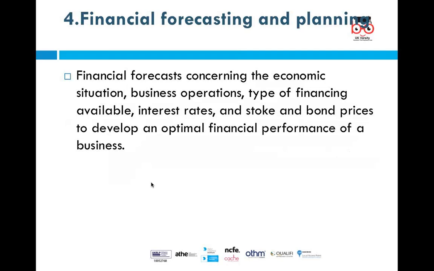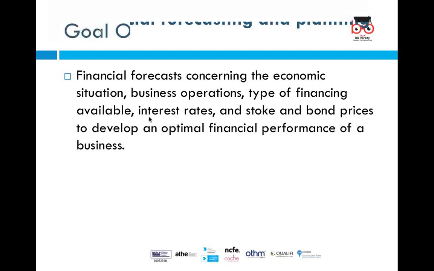Then there is financial forecasting and planning concerning the economic situation. Definitely there is always a mega environment outside which is uncontrollable: business operations, types of financing available, interest rates, which are decided by the government and the bankers, and stock and bond prices, to develop an optimal financial performance of the business. So that's a strategic decision where the business manager can take a financial decision on the basis of the financial information.